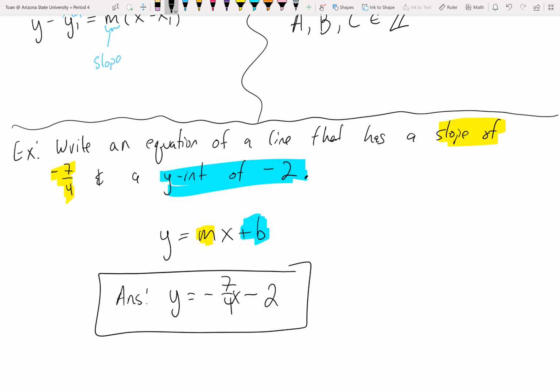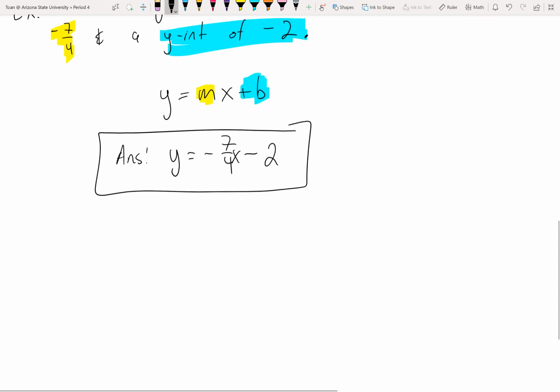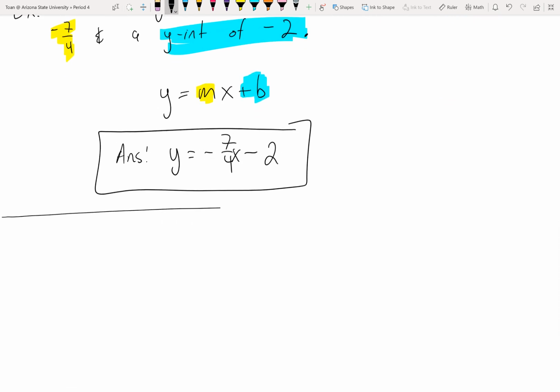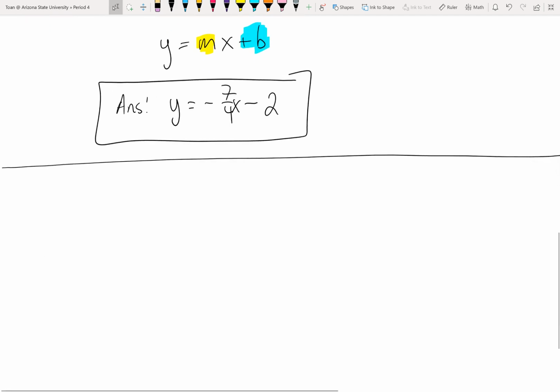So don't be that one person on Thursday that gets this one wrong. I'm giving you free points by putting this on the test. So this is a trivial example. Let's talk about a non-trivial example, something that we actually have to do a little bit of work. Not a lot, just a little bit of work.